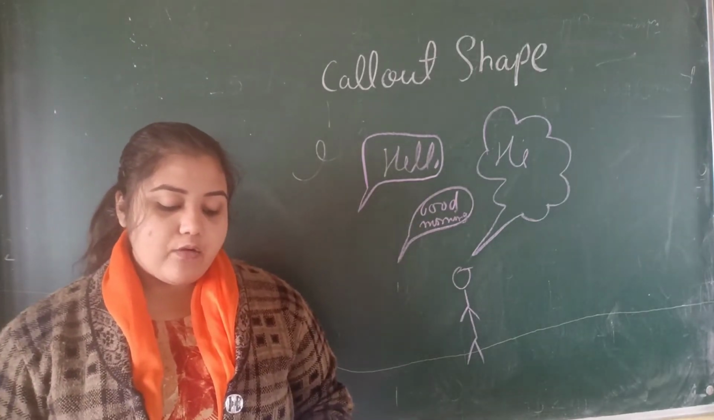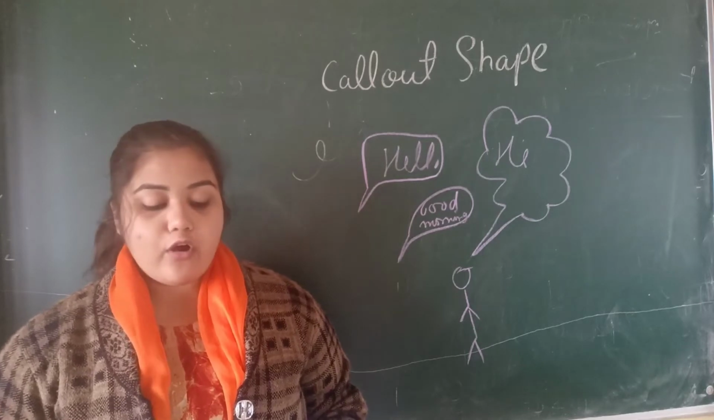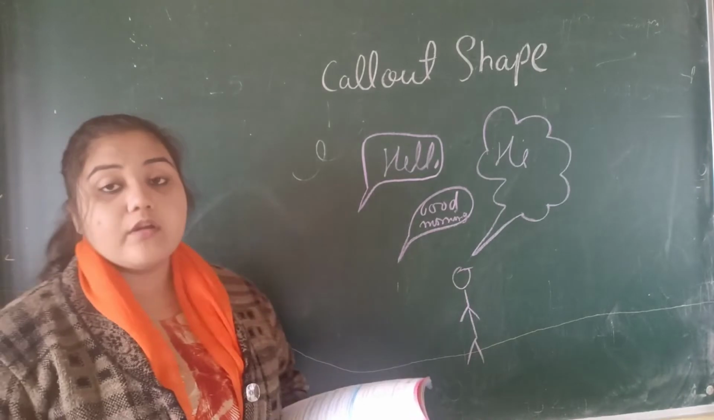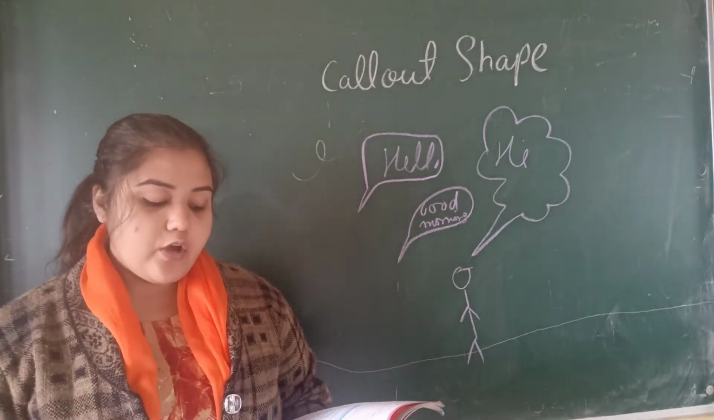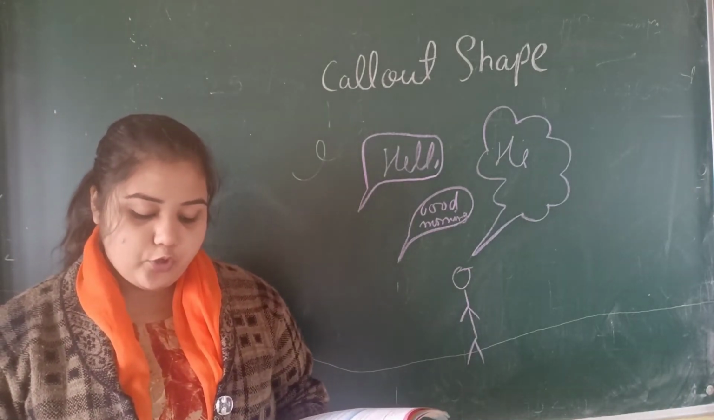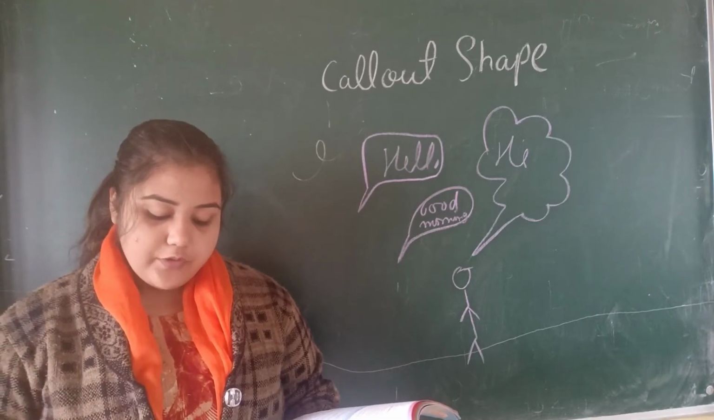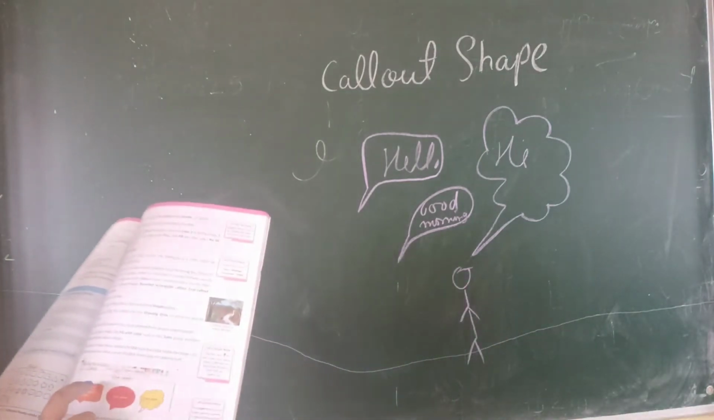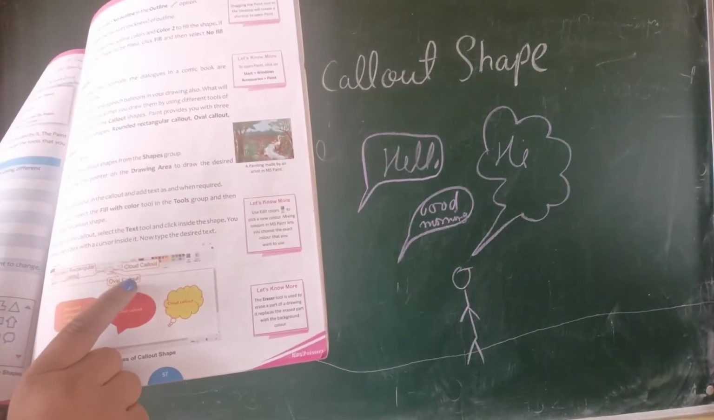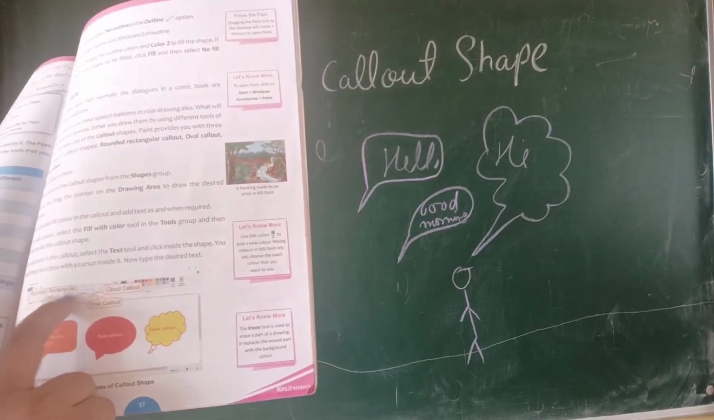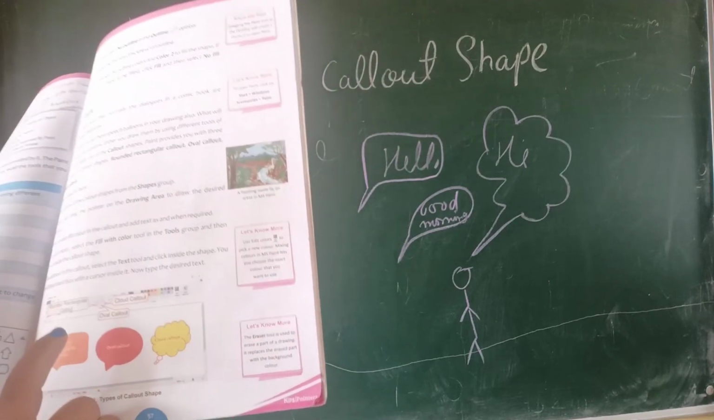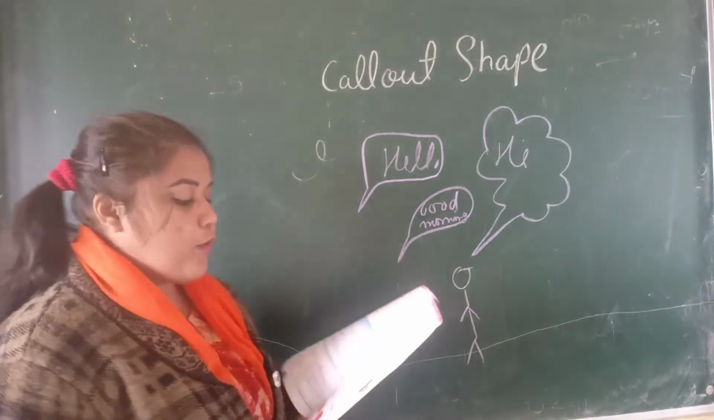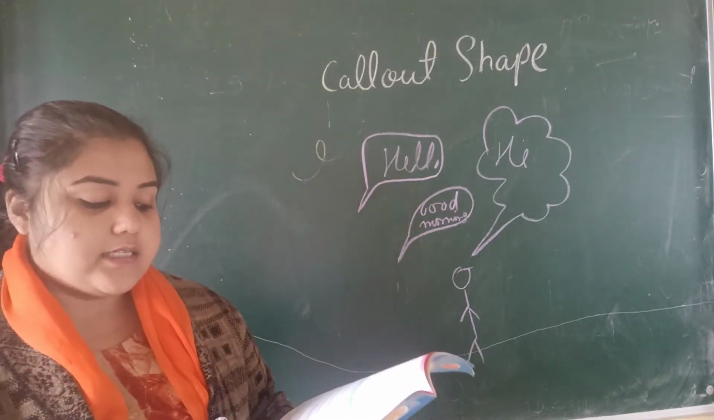Now, to draw a callout in Paint, here are some steps. See here, I have taken the chalk and drawn on the green board. Now what are the steps? Click on any of the callout shapes from the shape group. You see in figure 5.2, I will show you. Rounded, cloud, oval callouts are given. Whatever you select, you can click here and expand it. Now move and drag the pointer on the drawing area to draw the desired callout.